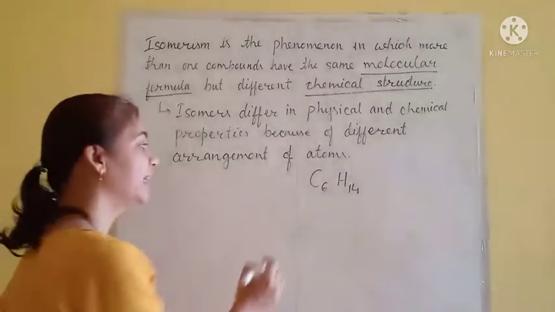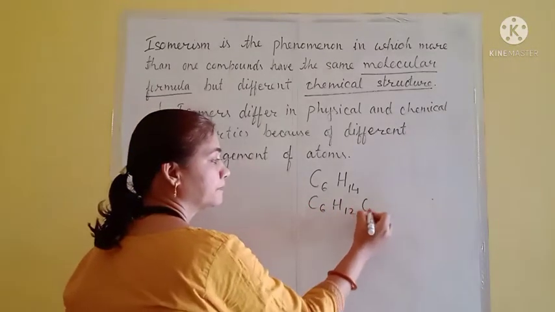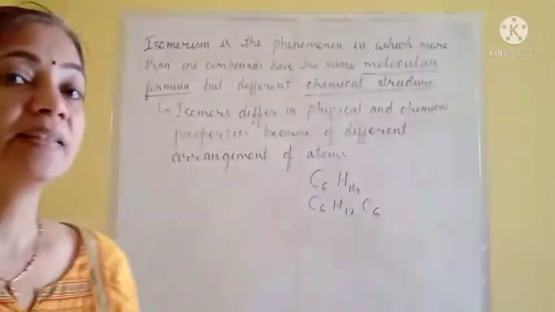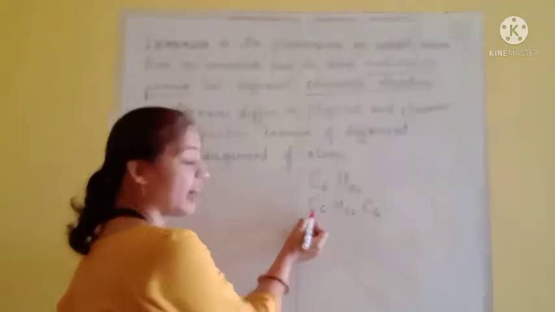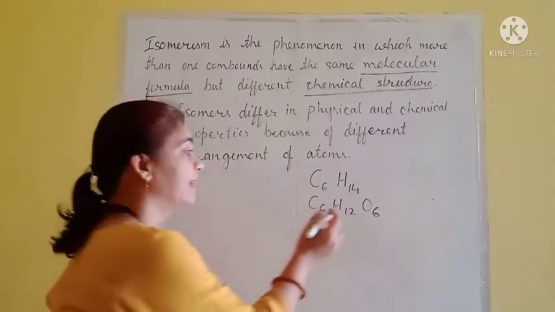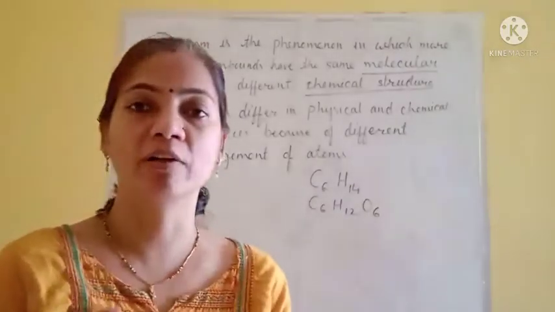Similarly, if I write for glucose, this is the molecular formula for glucose. This tells me that in this molecule there are 6 carbon atoms, there are 12 hydrogen atoms and there are 6 oxygen atoms. So this is what is molecular formula.